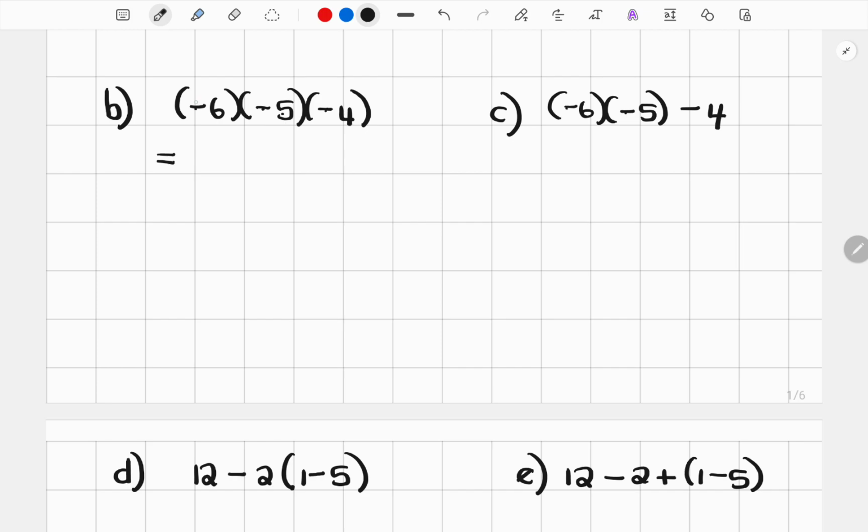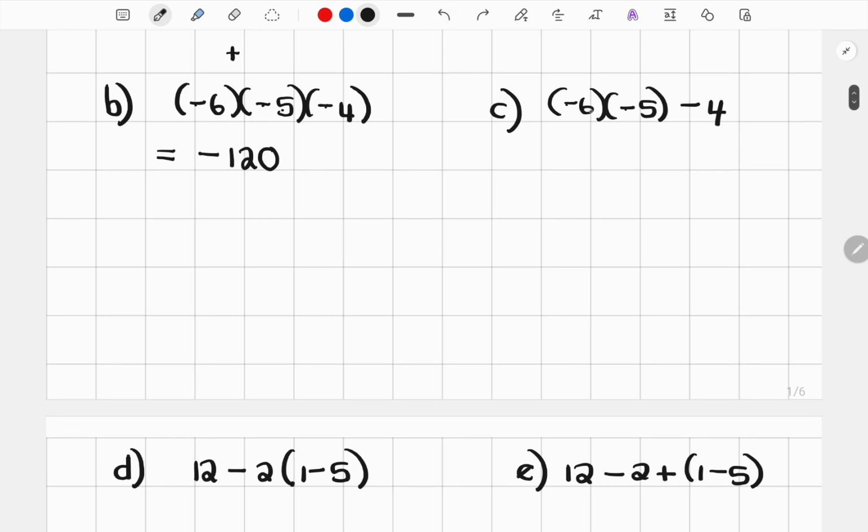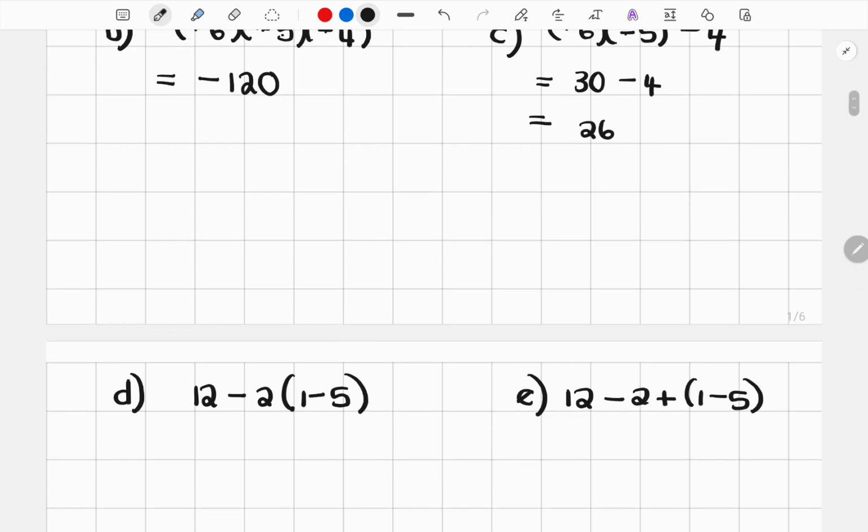So when you multiply, a negative times a negative makes a positive, and a positive times a negative again makes a negative. Okay, and 6 times 5 is 30, and 30 times 4 gives you 120. Okay, so over here, negative 6 times a negative 5, and negative times a negative makes a positive. You don't have to write that positive, and 6 times 5 is 30 minus 4. Okay, 30 minus 4 is 26.